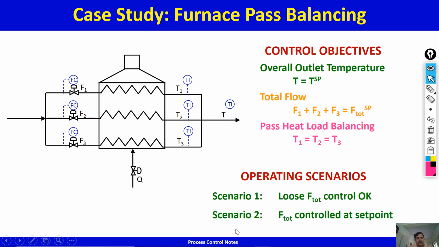In scenario 2, F dot has to be controlled strictly at set point. That means the total flow F1 plus F2 plus F3 must be F dot SP at all times. Deviations away from F dot SP are not allowed. So these are two operating scenarios, and we'll now develop control structures for each of these operating scenarios.